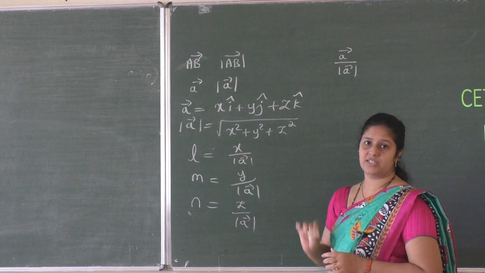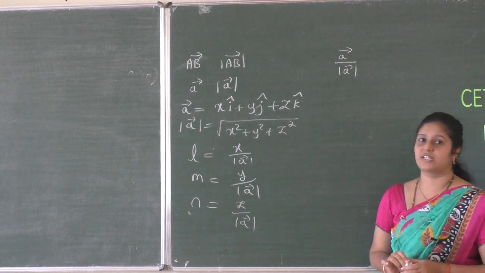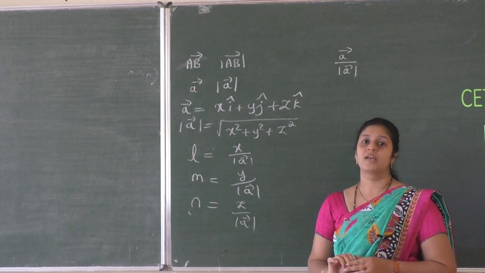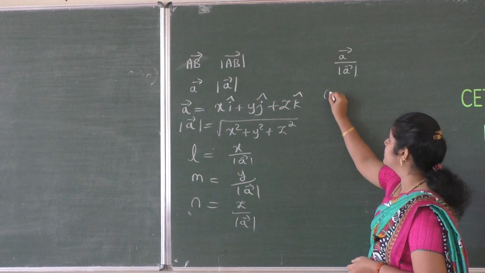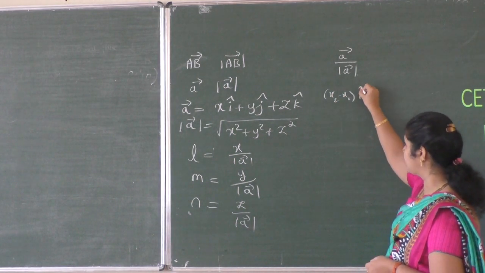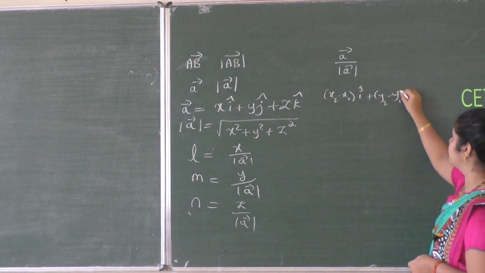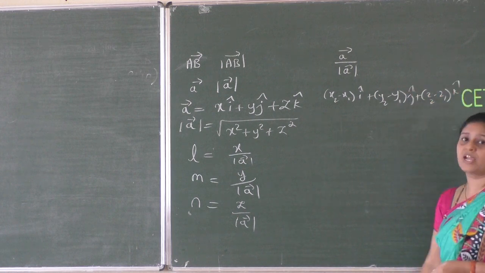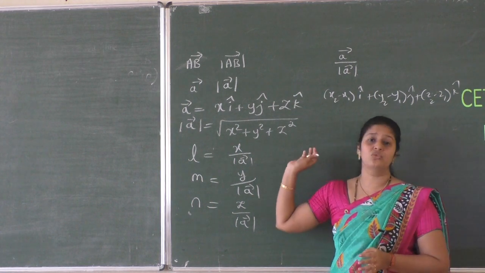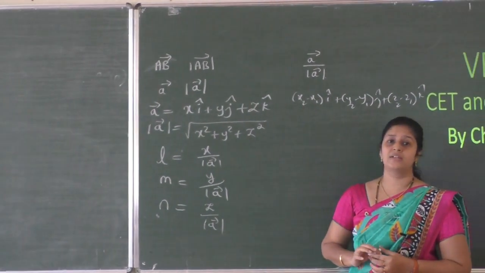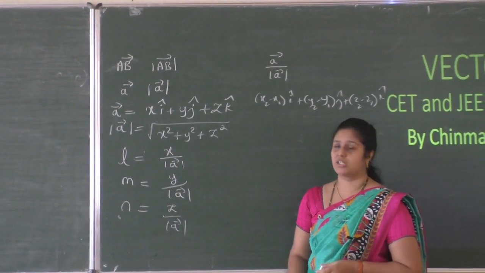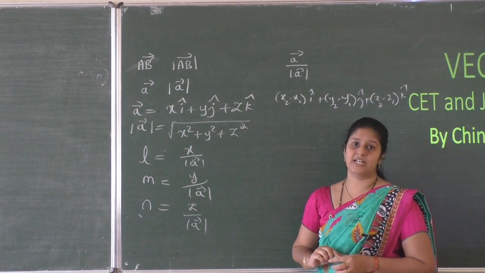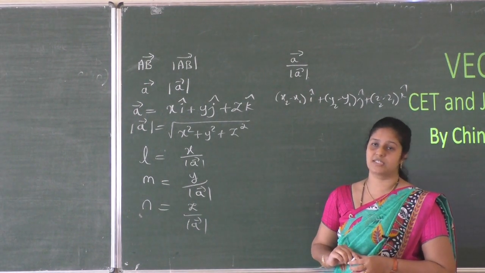If 2 points are given, then we can write the vector joining the 2 points. That is, if x1, y1, z1 and x2, y2, z2 are 2 points, then we can write that vector as x2 minus x1 i cap, y2 minus y1 j cap plus z2 minus z1 k cap. If you write the vector, you have to write its magnitude, and it is possible to write its direction. So alpha, beta, gamma are called directed angles.